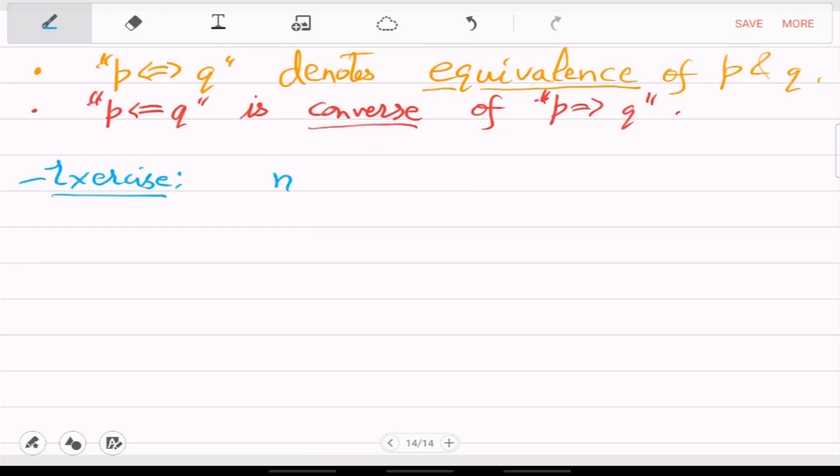Any questions till now? Hope these things are trivial for you. Okay. Right, so you can check that n is odd if and only if n square is odd. Okay, this is a short form, but let me define this. So this is if and only if.